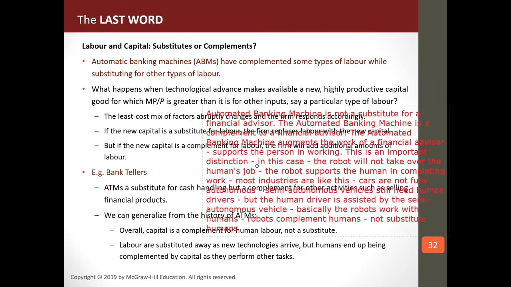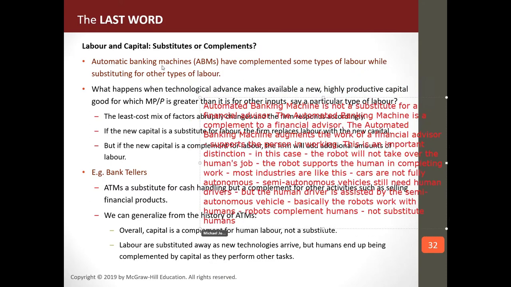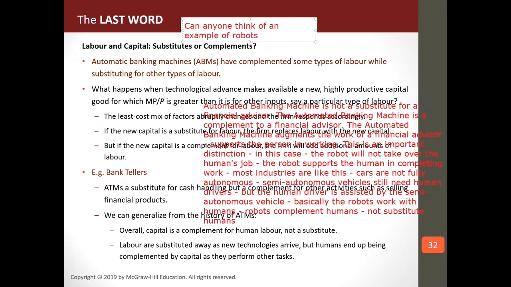So I'll ask a question. Can anyone think of an example of robots and humans complementing each other in work, both working alongside to get work done? Can you think of any examples of that?